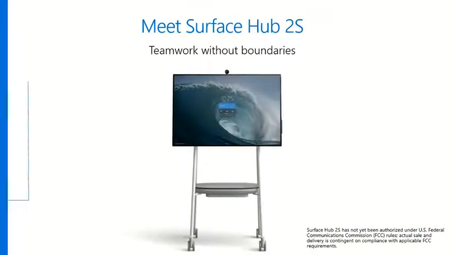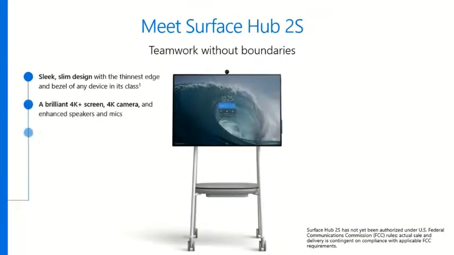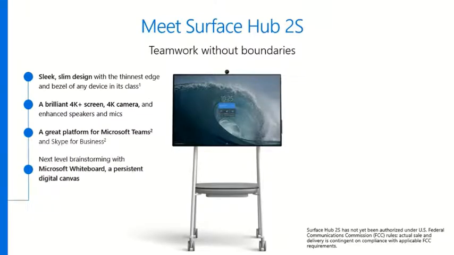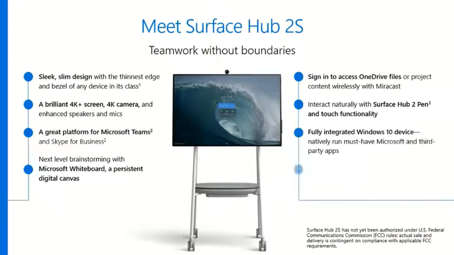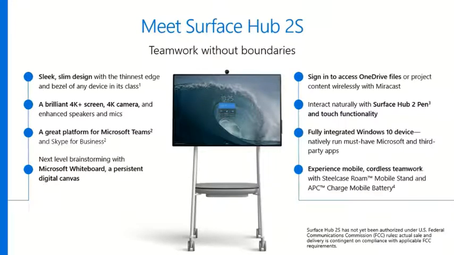So with that, we want to introduce you to the Surface Hub 2S. The Surface Hub 2S is based on the idea that this is a product that can move from space to space. It can turn any workspace into a meeting space and allow collaboration to be done in those types of environments. We do that by introducing a product that has a sleek, slim design.